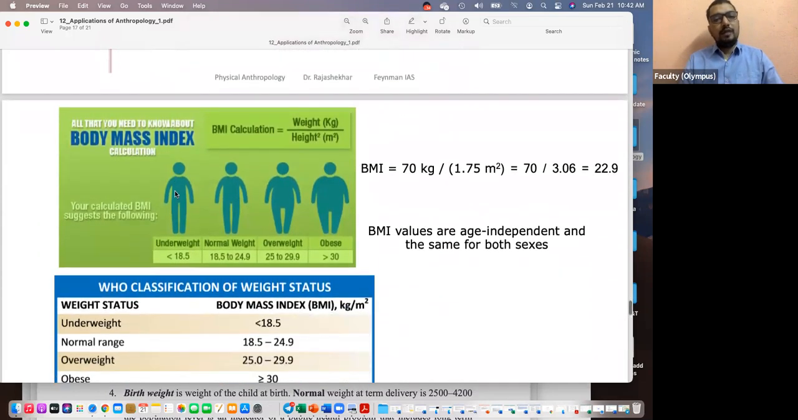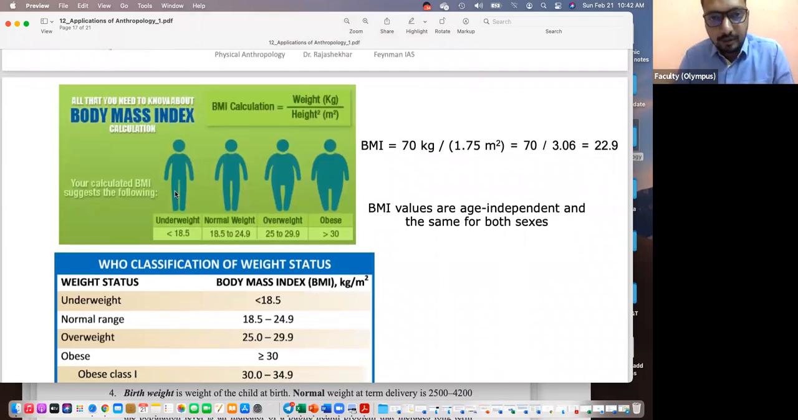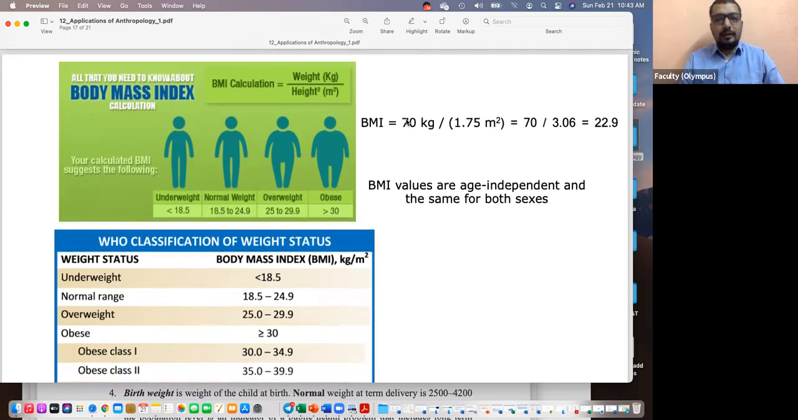And what is most commonly used is the BMI, body mass index. So what is body mass index? Body mass index is normally calculated as weight over height squared. So what is the use of this? Let's say a person is 70 kg in weight and his height is 1.75 meters, 175 centimeters. What will be the BMI of that person? With 70 kg weight and 175 centimeters, it would give 22.9. The BMI for that person will be 22.9. Correct? This is how you calculate the BMI.